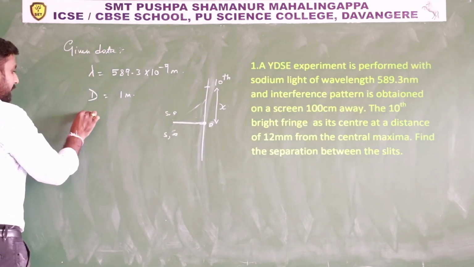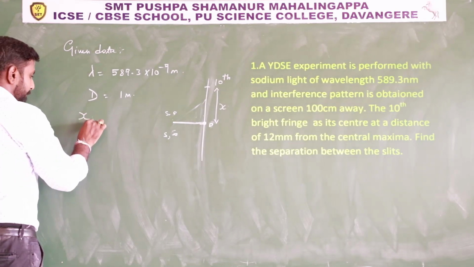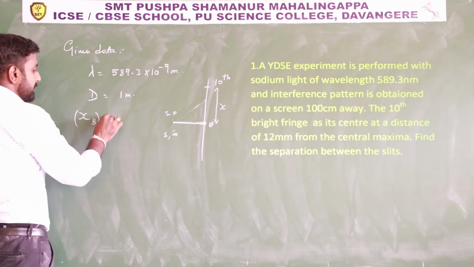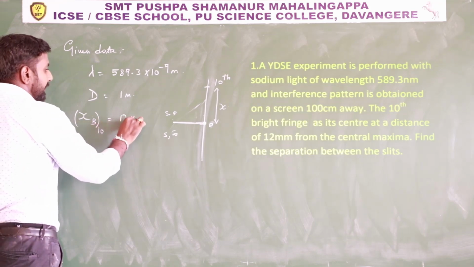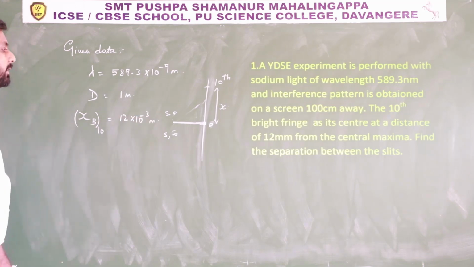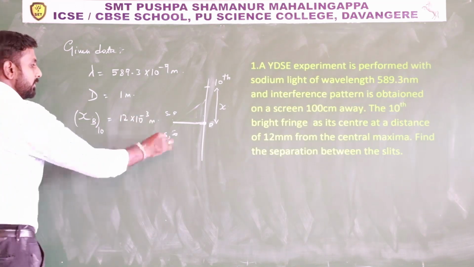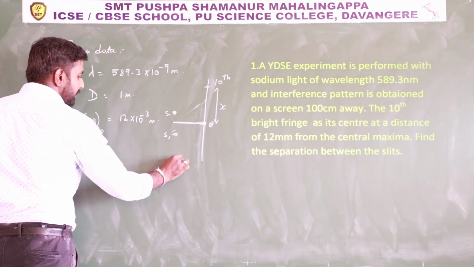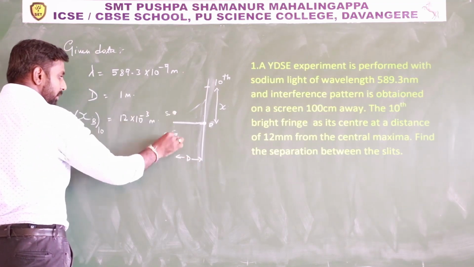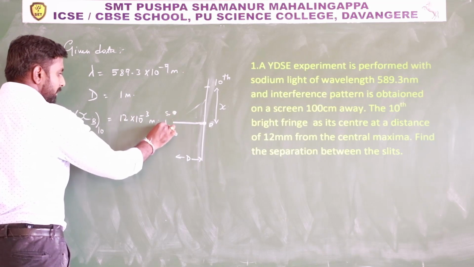So how to write it: x b, the 10th bright fringe distance is given as 12 millimeter, that is 12 into 10 to the power minus 3 meter. Find the separation between the slits. This is capital D, and this small d is the distance you have to find.